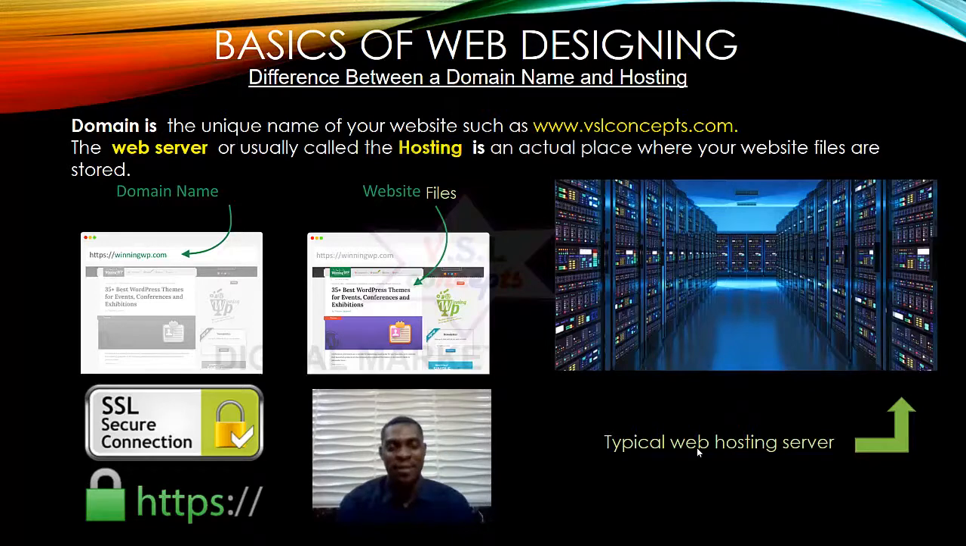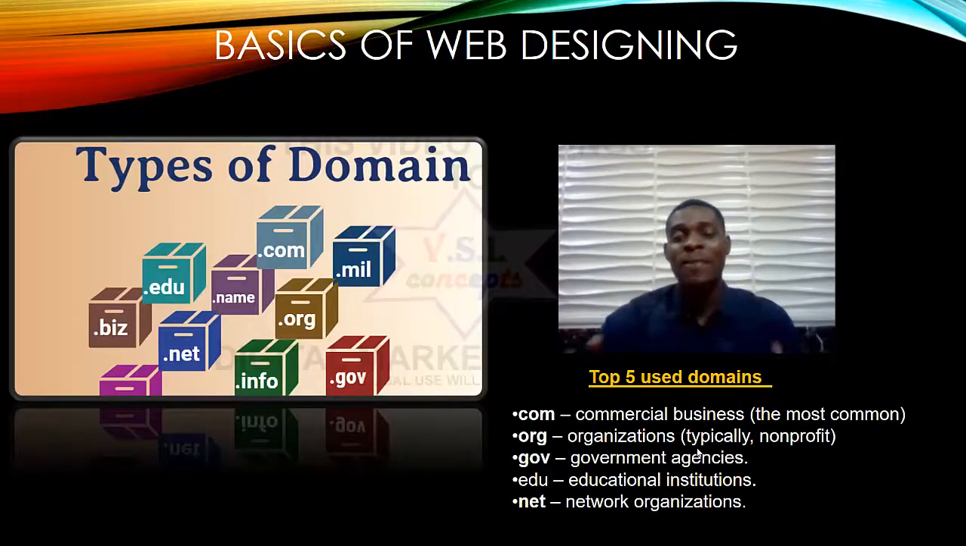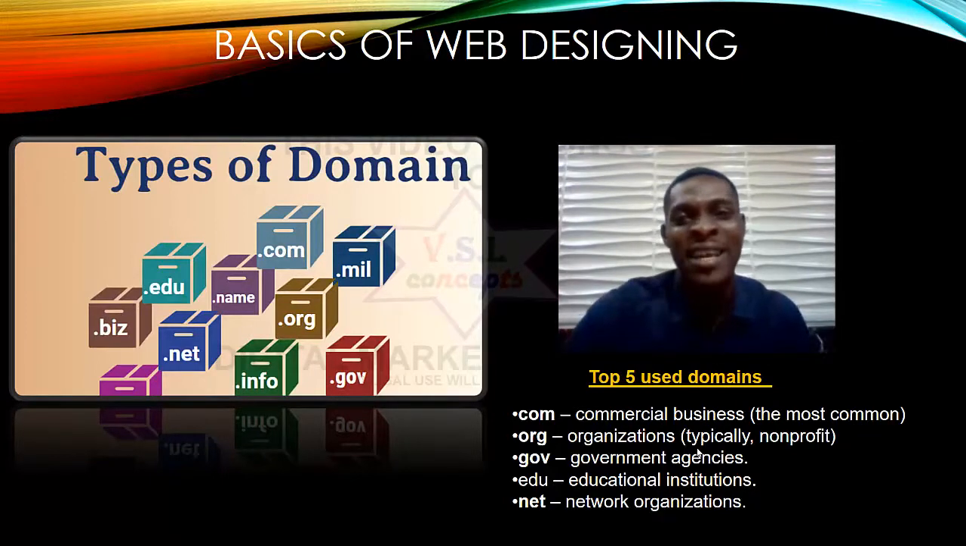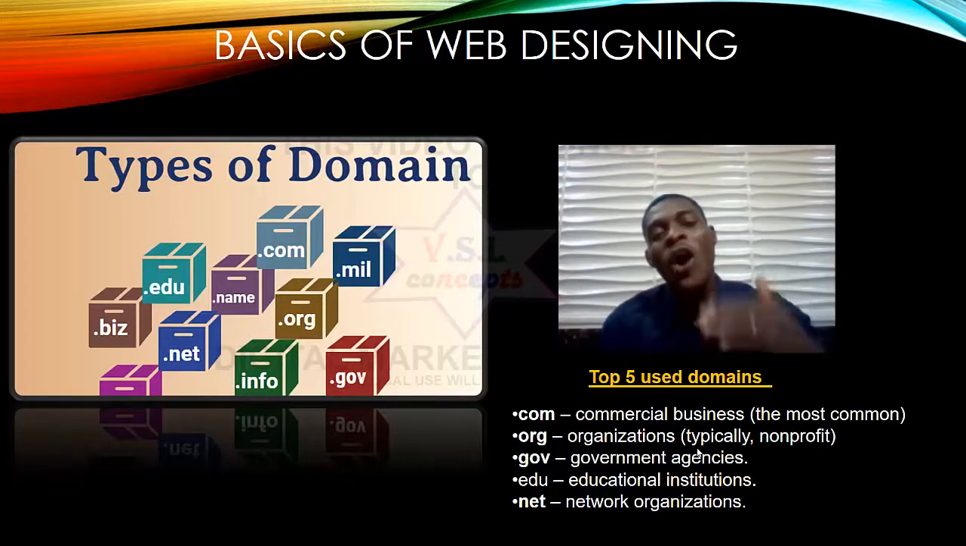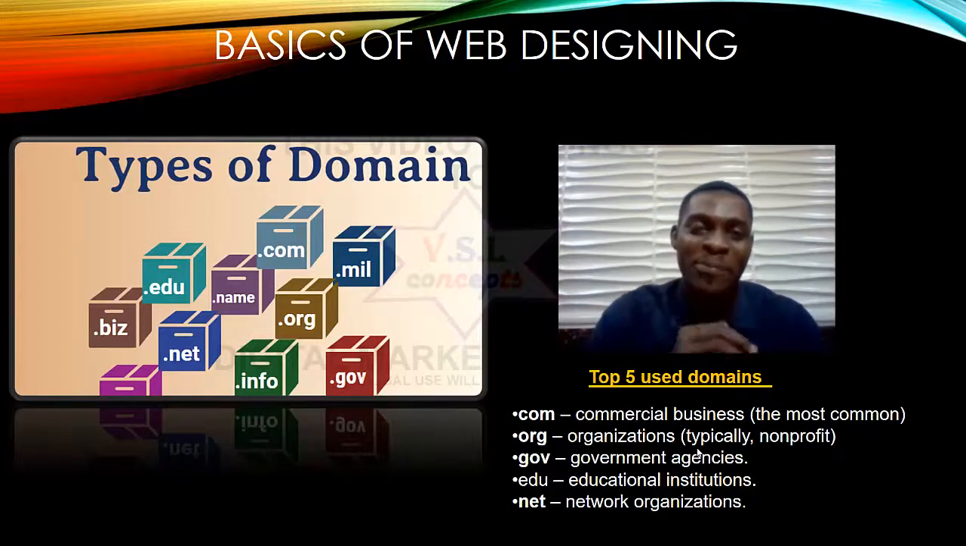The domain name is the name of the site, while the hosting is the space on the World Wide Web where the files are stored. Guys, we have so many types of domain names. We have .com domain name, .mu domain name, .org, .gov, .info, .net, .biz, .edu. There are so many of them. In fact, the list goes on and on.